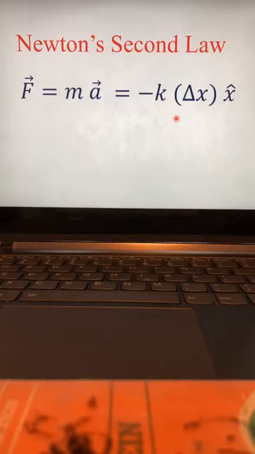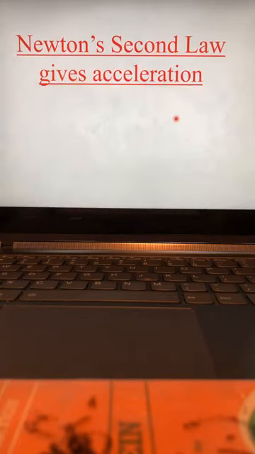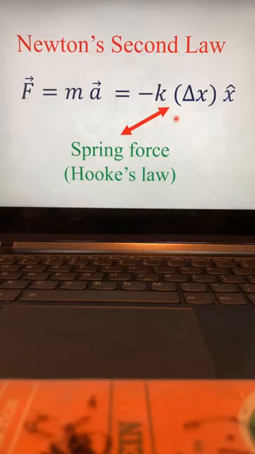Okay, let's step on. As I mentioned, F equal to minus k delta x is the spring force, and it was given by Robert Hooke. So F equal to minus k delta x is called Hooke's law. Now, since there is a net force, we saw that F equal to ma from Newton's second law.